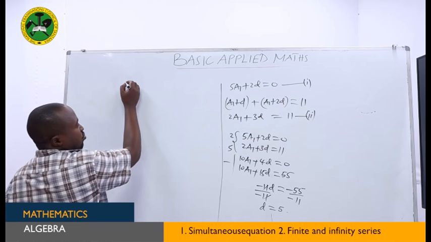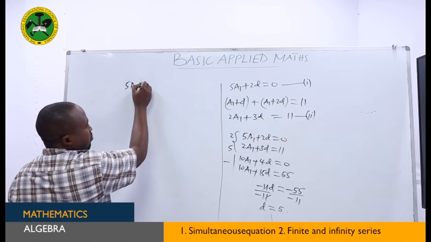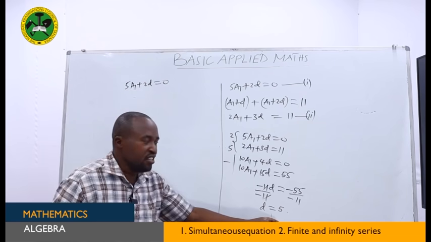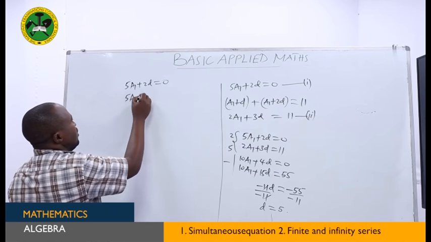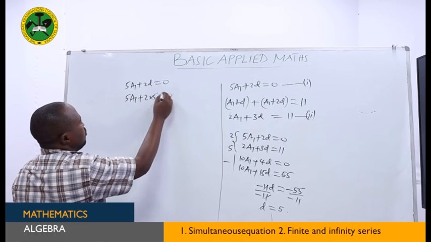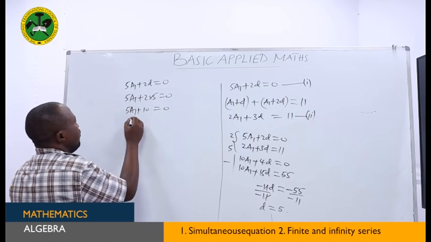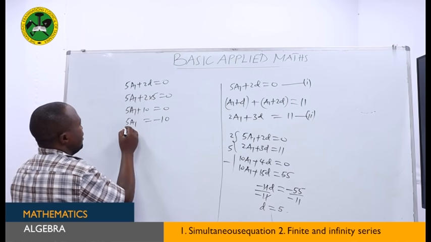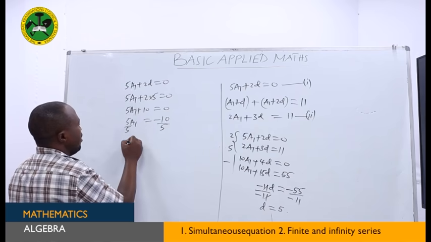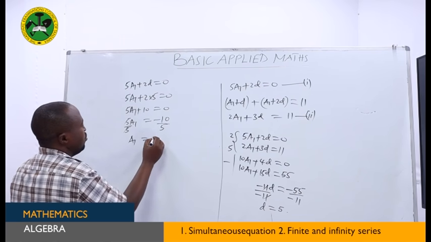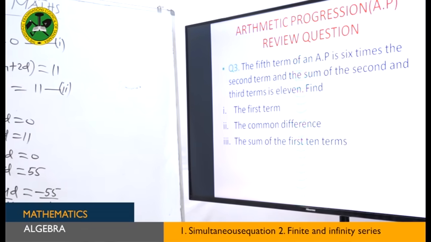Let us use equation number 1, that is 5a1 plus 2d is equal to 0. Remember, we have d, so we substitute, that is 5a1 plus 2 times 5 is equal to 0. So 5a1 plus 10 is equal to 0. So 5a1 is equal to negative 10, divided by 5, we have a1 is equal to negative 2. So the first term, called a1, is equal to negative 2.